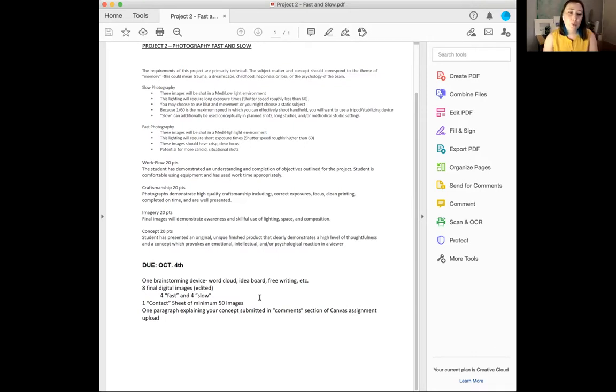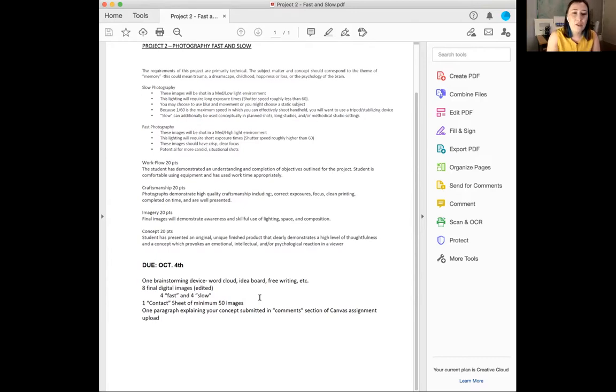And additionally, you should have 1 paragraph explaining your concept. So how did you interpret this idea of memory and fast and slow? And you can submit that in the comment section of your Canvas assignment. So right after you've uploaded, usually it's in the right-hand menu if you want to submit any comments. In that section, in that bubble, go ahead and write 1 paragraph of what you were thinking. Just tell me about your concept. What were you thinking? How do these images tie together? How did you respond to the theme?